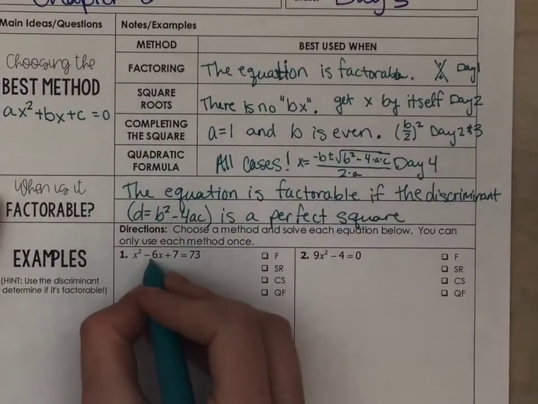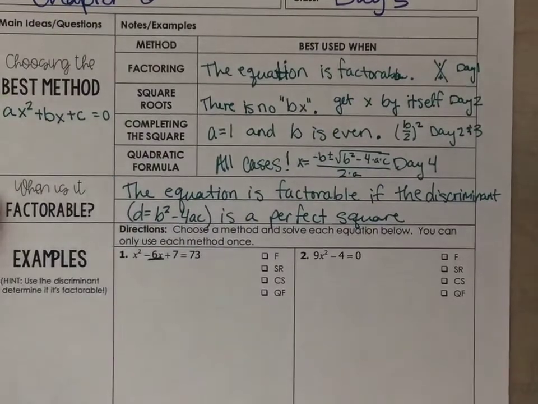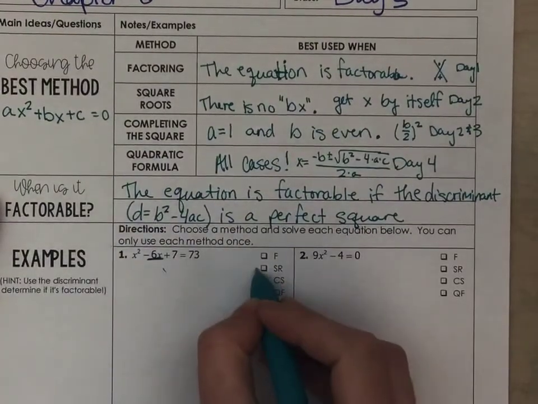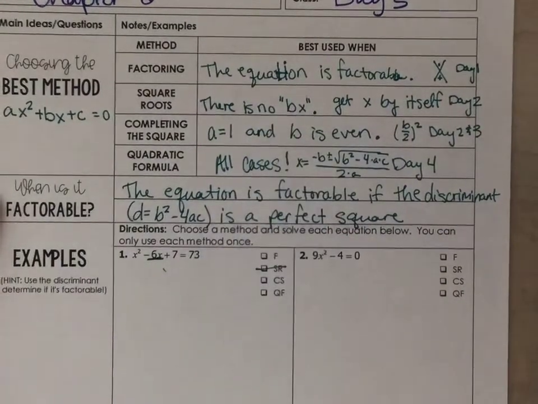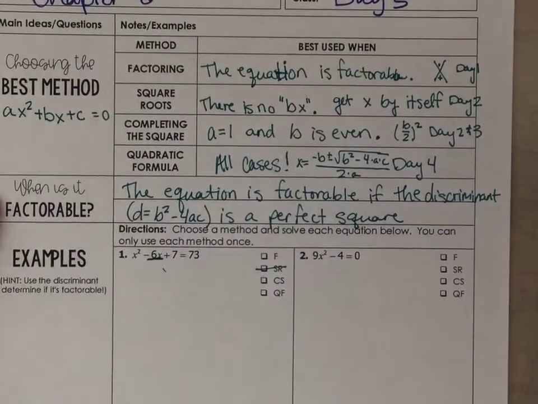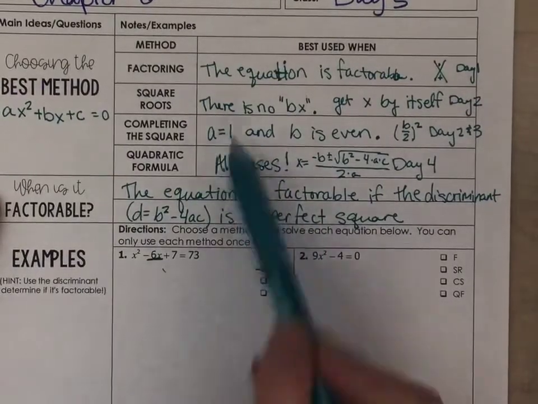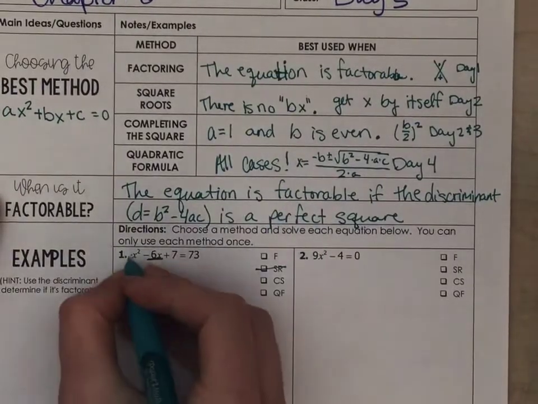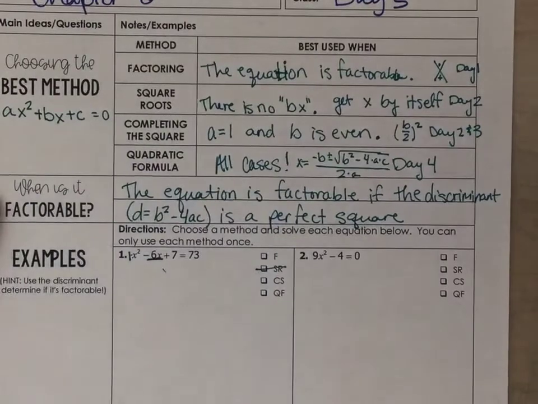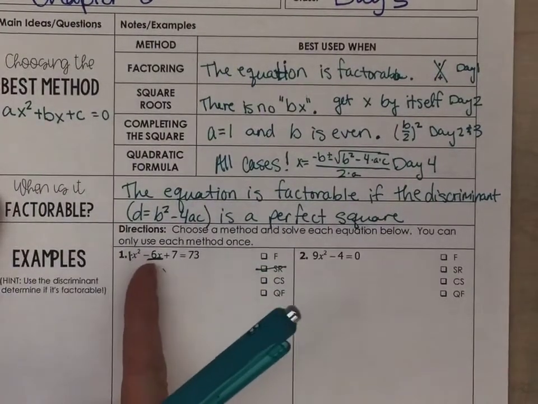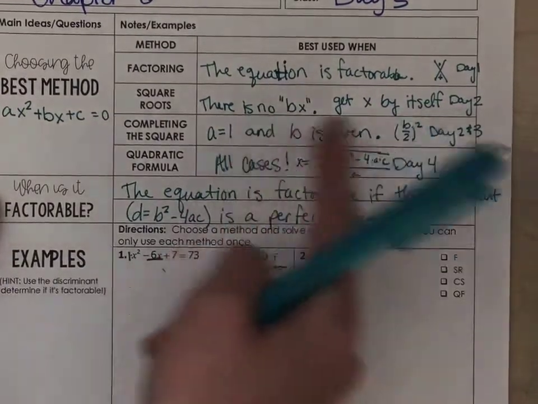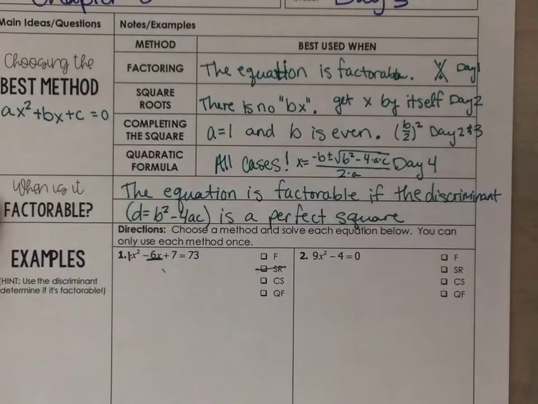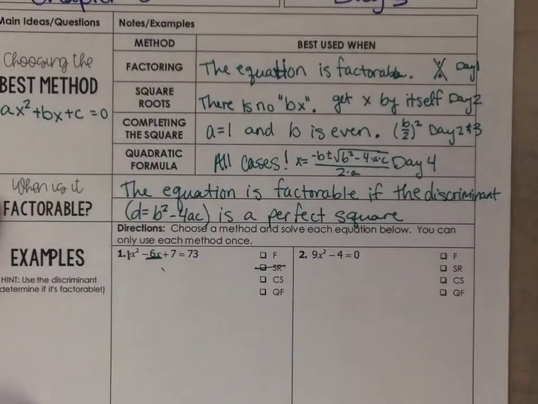I noticed first that there is a bx. There's a b term. So I know that I can't use the square root method because it can't have a bx. But I also notice that a is 1. There's no number in front of x squared, so that means that 1 is in front of x squared. And b, this middle term, is even. Negative 6 is even. So that means I could use the completing the square method, but let's get everything all over to one side first.